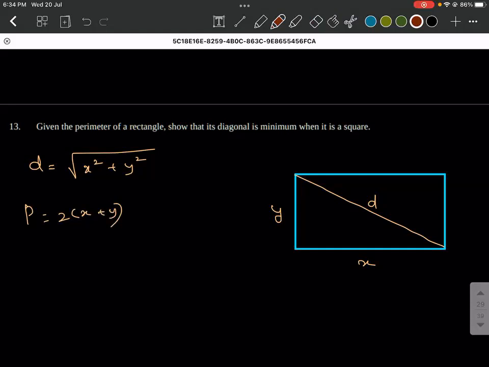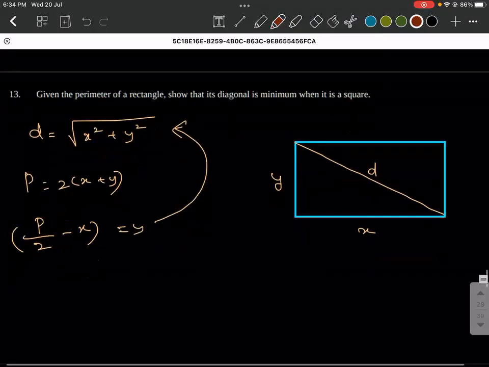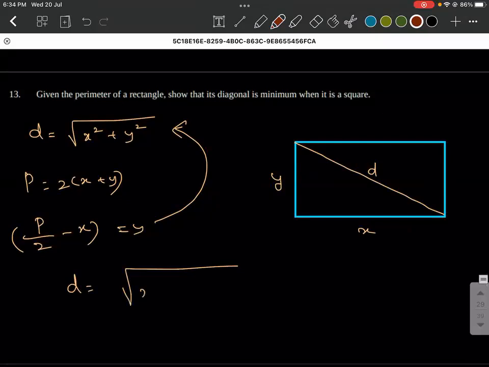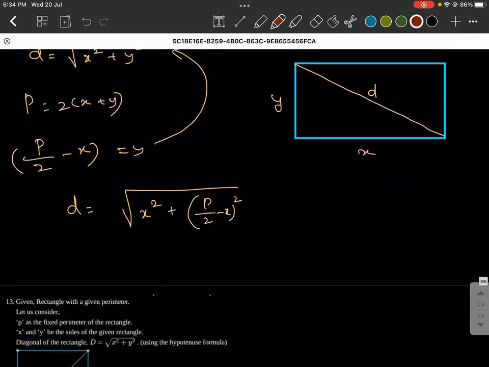So what can you do to this? P by 2 minus X is equal to Y. Take it and substitute it here. So what will you get the diagonal as? Root of X square plus (P by 2 minus X) the whole square. Right? So diagonal also we will give some other symbol. Shall I make it as Z?